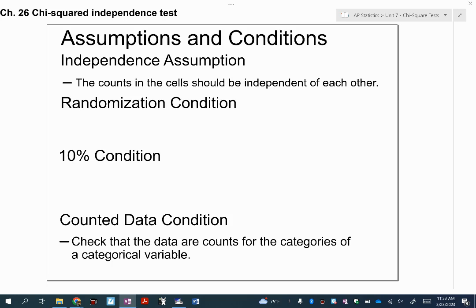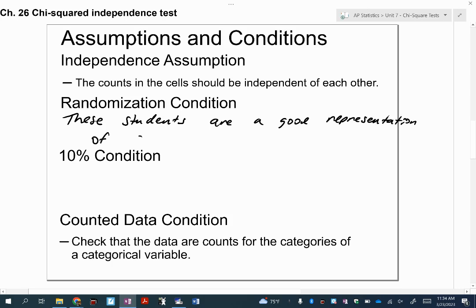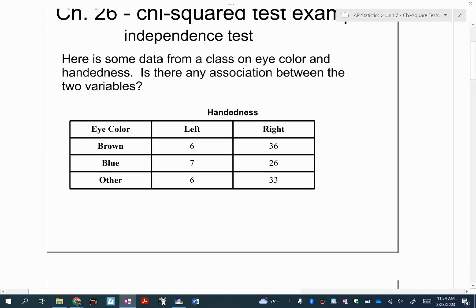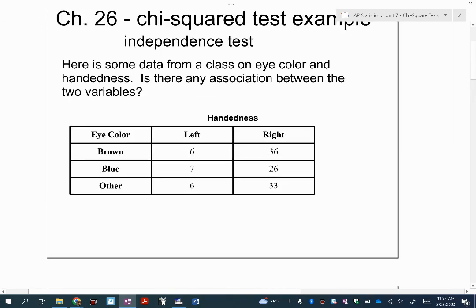Randomization, does it say randomness? No, it doesn't. So these students are a good representation of all students. It doesn't really give us a whole lot of information about where these students are coming from. It just says from a class. So this is one class.